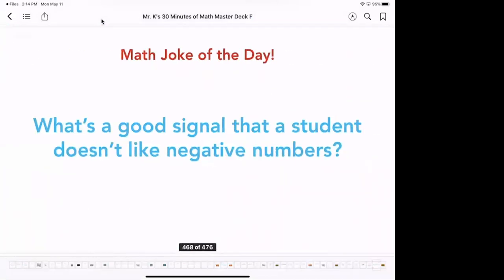I think it is now time for our joke of the day, and here it is, my friends. What's a good signal that a student doesn't like negative numbers?